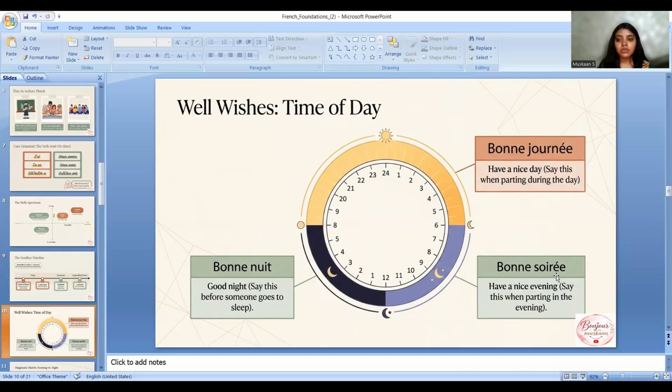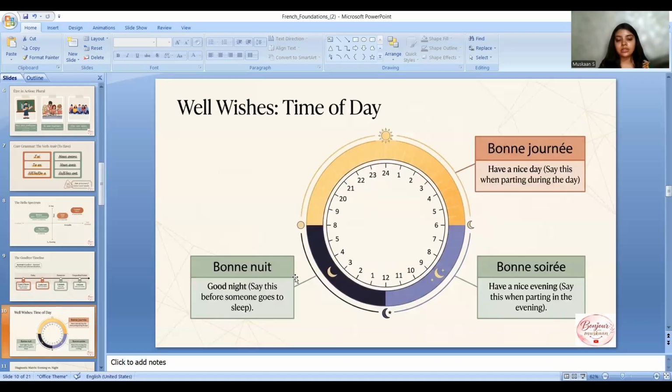Then bonsoir, when you are parting in the evening. It was in the day, but when you are parting in the evening, you will be saying bonsoir, which is have a nice evening. So when you are leaving someone in the evening, then you will be saying bonsoir. And when you are going in the day, then you will be saying bonjour.